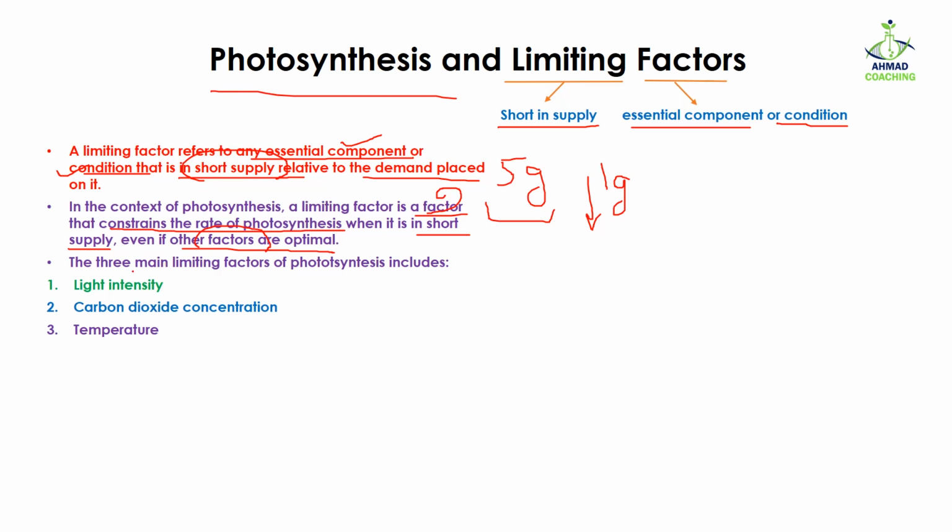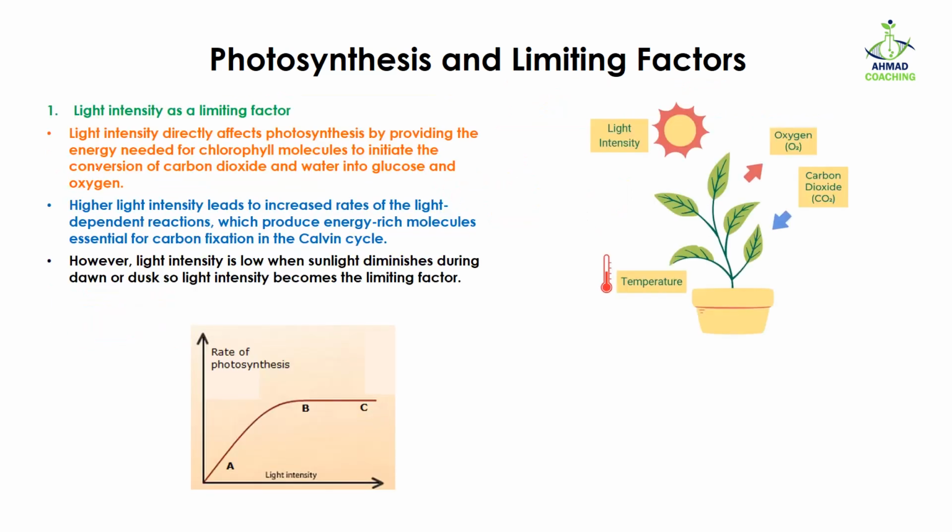There are 3 main limiting factors of photosynthesis, which include light intensity, carbon dioxide concentration, and temperature. Let's discuss them one by one. First of all, light intensity as a limiting factor of photosynthesis. We know that light comes from the sun.